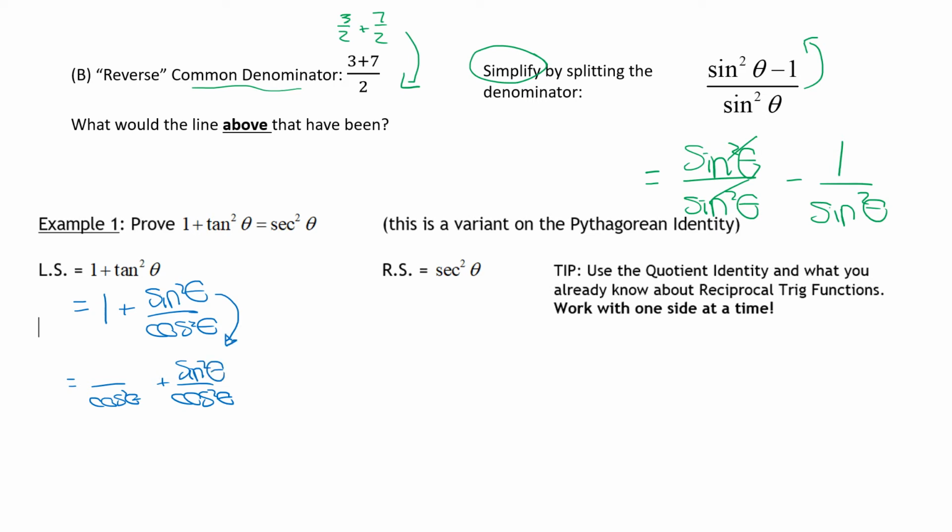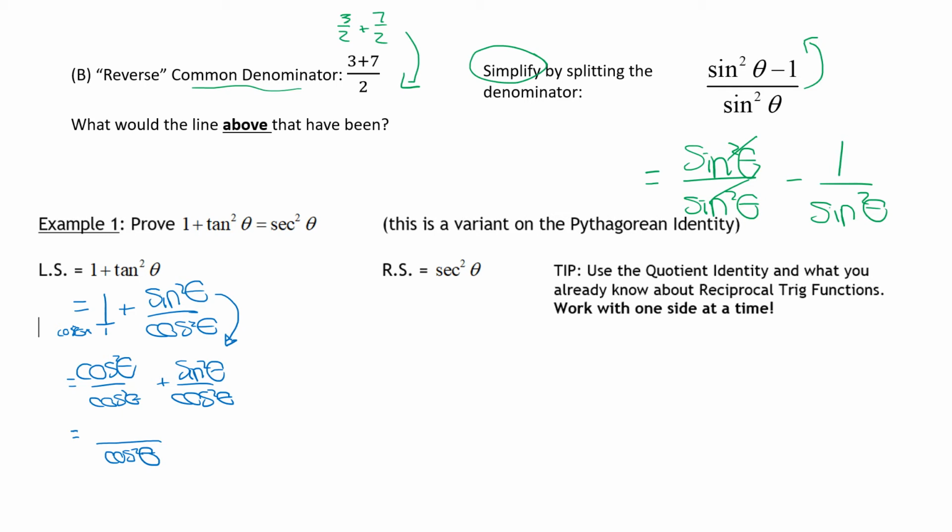But this one, this is a 1 over a 1. If I've multiplied my denominator by cos squared theta, I have to multiply the numerator by the same thing. So it's cos squared theta. Right? That makes sense. 1 is the same as cos squared theta over cos squared theta. So I have a common denominator. My common denominator is cos squared theta.